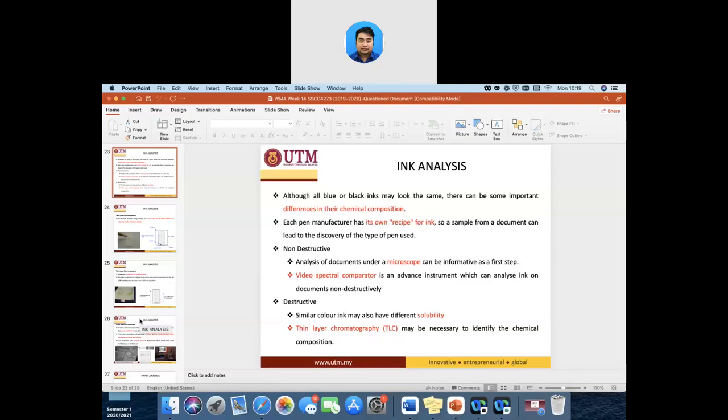We want to look under the microscope, which is to look at the ink itself, and also use a video spectral comparator, an advanced instrument with which we can analyze the ink, whether it is the same ink or different ink, because different compositions of the inks might lead to different kinds of absorption. Okay, we will look at this later on. The destructive one is we will look at it using TLC, thin layer chromatography, which will be able to identify the chemical composition.